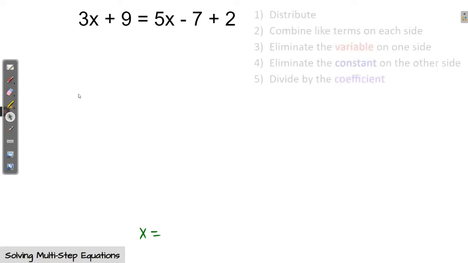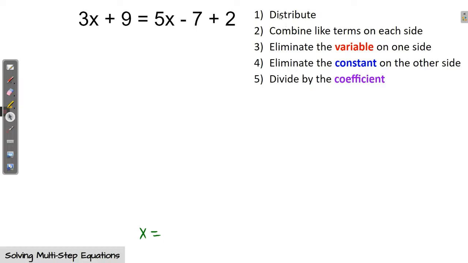Here, I'm going to list the steps to solving equations. Step 1 is to distribute, if we see parentheses. Step 2 is to combine like terms on each side, so combine variables and constants. Step 3 is to eliminate the variable on one side. Remember, variables are the ones with the letters, so that's 3x and 5x. Step 4 is to eliminate the constant on the other side. Constants are the ones without the letters, so that's the 9, the 7, and the 2. And step 5 is to divide by the coefficient. The coefficient is the number next to the letter, and that's always going to be our last step.